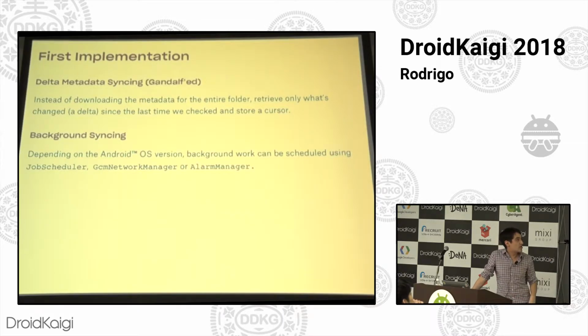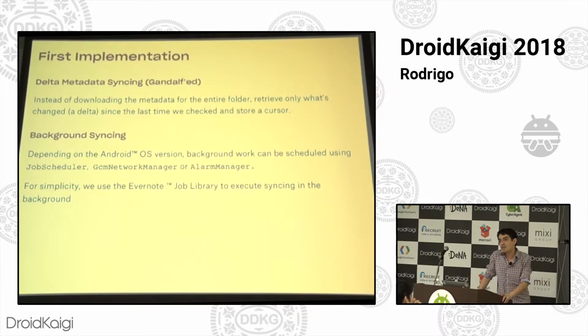Just use the Evernote job library. There are many different ways in different API versions to do background jobs. It's pretty cool, and they're very good at updating it. Every time there's a new API, they just update it. I think in December for Oreo, they even introduced more restrictions for background processing. So just go ahead and do that.